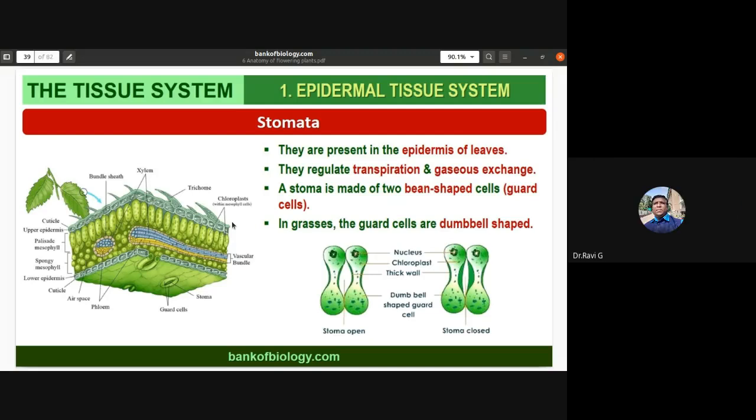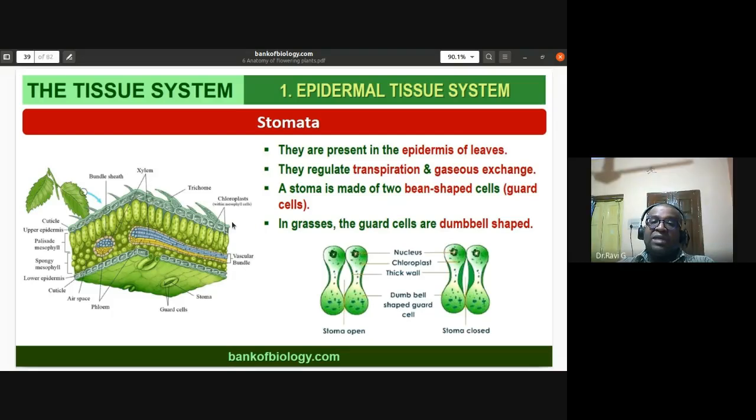And there is gaseous exchange, that is entry of carbon dioxide required for photosynthesis, which also takes place through stomata. There might also be diffusion of respiratory gases. A stomata is made up of two bean-shaped or kidney-shaped cells. In case of dicots, the guard cells are bean-shaped or kidney-shaped cells. In monocots, the guard cells are dumbbell-shaped.